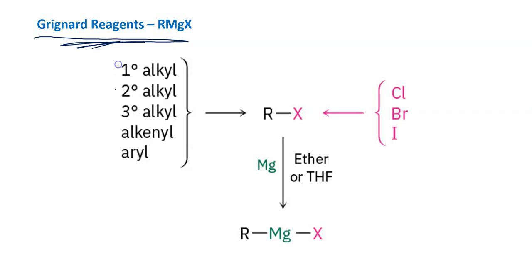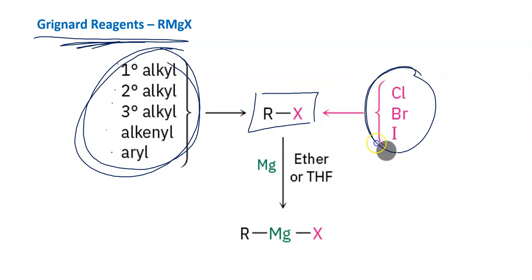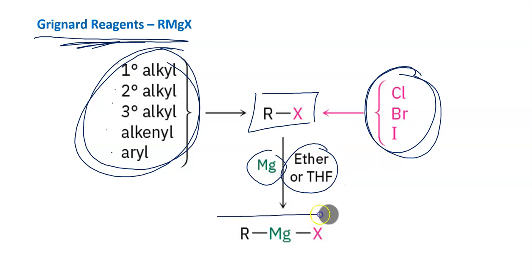So consider a primary, secondary, tertiary, alkenyl, or aryl halide. So this is a super general formula. You can take an RX, where R is any of these, in pretty much any combination. You hit it with magnesium metal, so it's like metal filings or shavings in ether or THF, and this is what is called a Grignard reagent.